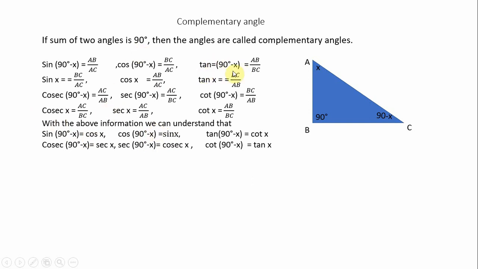Similarly, tan 90 minus x. Tan 90 minus x is equal to what? AB by BC, right? Now tan 90 minus x is equal to cot x actually. That we will learn.